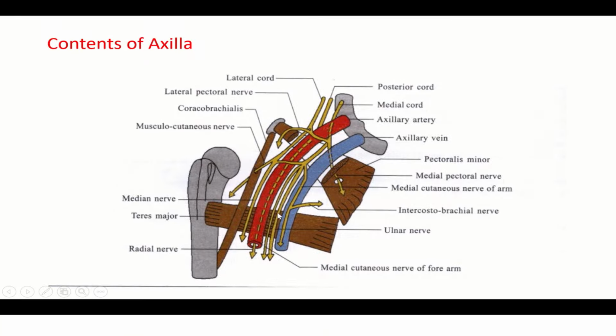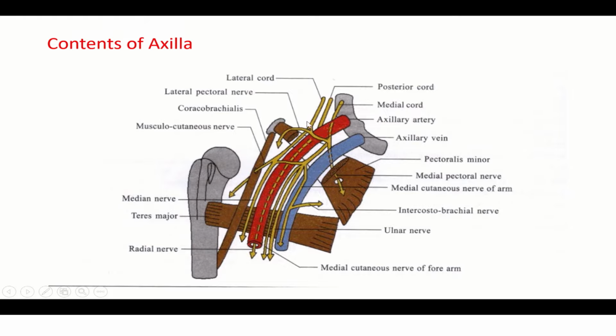So you can see the contents: the axillary artery, the red one, and the axillary vein. Throughout the course of the axillary artery, the axillary vein accompanies it on the medial aspect, slightly posteriorly. So the axillary vein is the medial relation of the axillary artery. And here you can see the medial cord, the posterior cord, and the lateral cord. Here you can see a loop of communication between the lateral pectoral nerve and the medial pectoral nerve.